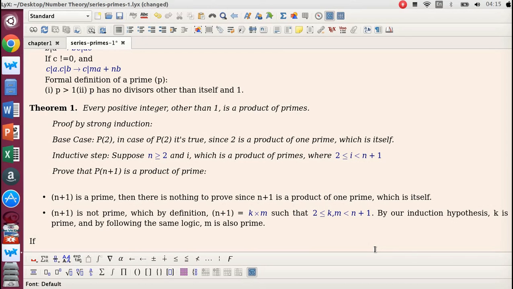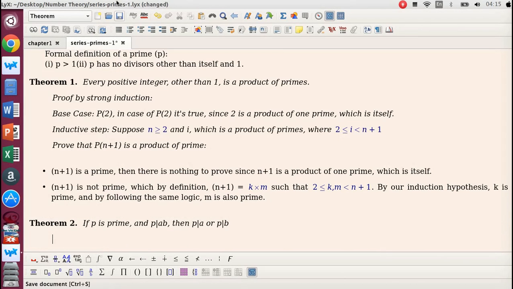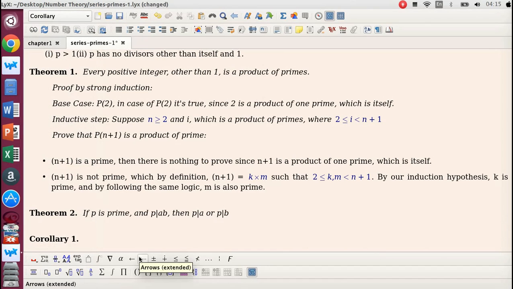So, if p is prime and p divides ab, then p divides a or p divides b. This is just a little theorem, and of course there's a corollary. The corollary is that if p is prime and p divides a, b, c, up to n, then p divides a, or p divides b, and so on.